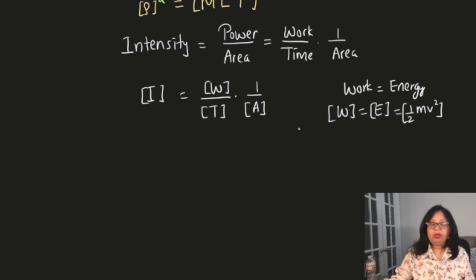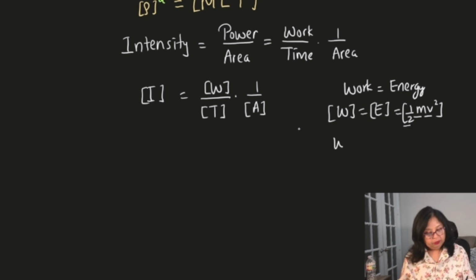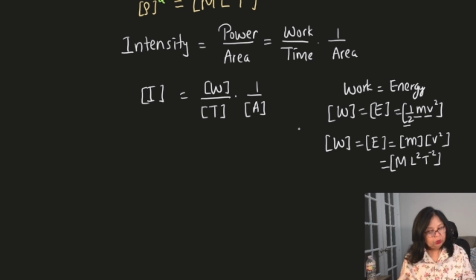So the dimensional formula for energy will be dimensional formula for mass times dimensional formula for v squared. This 1/2 doesn't matter, it's just a constant. So dimensional formula for W equals dimensional formula for mass times dimensional formula for v squared. Mass is just m and v squared gives you L squared times t to the power minus 2. So here we got the dimensional formula for work.